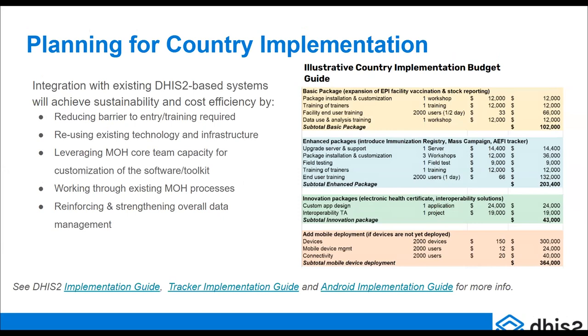We also have this spreadsheet that I'm showing a screenshot of here, which was meant to give a sense of the different levels of adoption around the packages. So the first yellow area shows you some of the costs for a basic aggregate package.